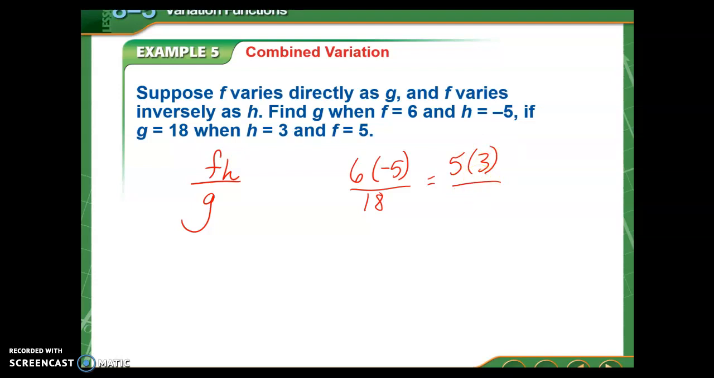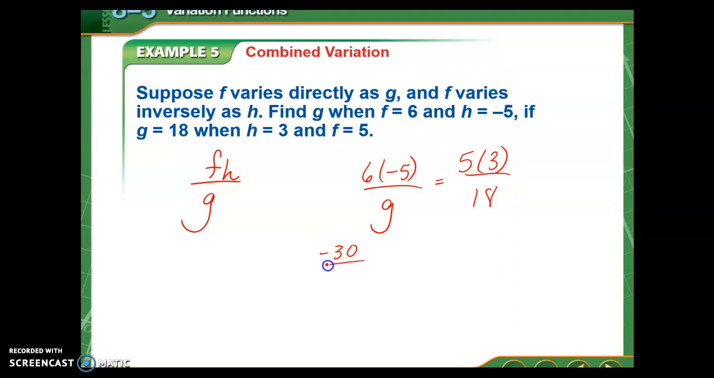We're looking for, I'm going to set that wrong, sorry. We want to find G, when f is 6, h is -5, if when f was 5, h was 3, and g was 18. So then I have -30 over g equals 15 over 18. Cross multiply, so -540 equals 15g, and then divide by 15.